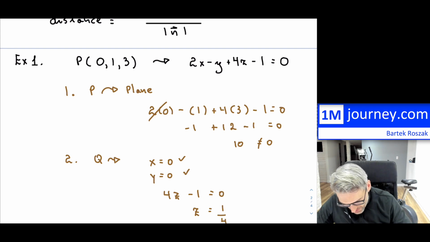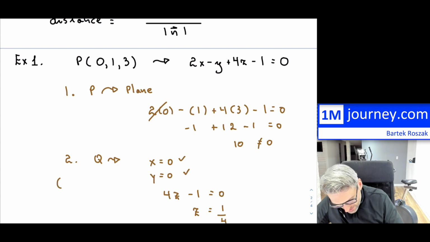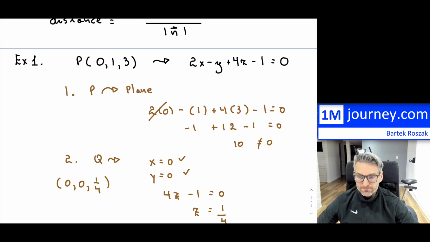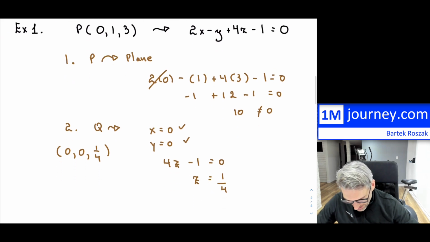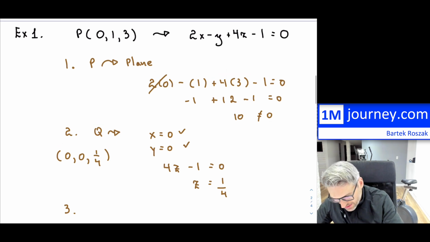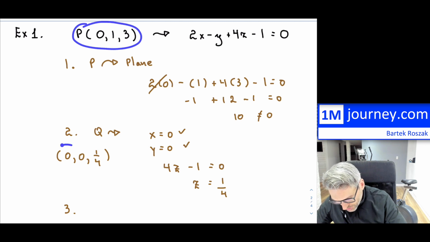And so what that tells me is, okay, I found 1 point: 0, 0, and this is going to be 1 over 4. So really this is just the z-intercept of the plane. So I have now a point Q. All right. So now number 3. Here is your point P. So I have a point P, and I have a point Q.